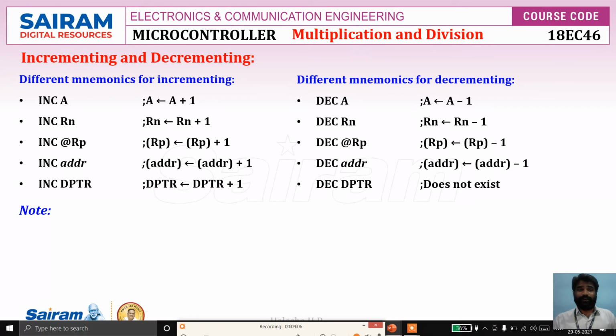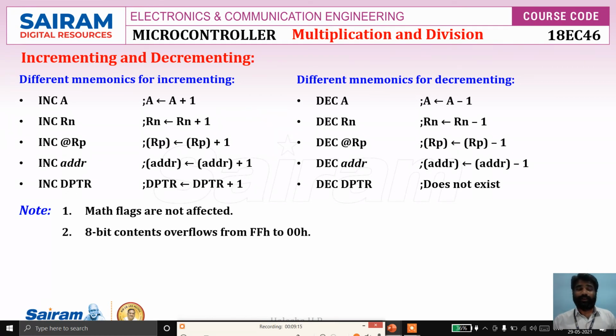And here we should observe which flags are affected. No flags are affected. If an 8-bit number overflows from FF to 00, that means if we keep incrementing the 8-bit number, it increments up to FF, which is the maximum. Then if you add 1 to FFH, as if a carry occurs, but the carry flag will not be set. The result is 00.